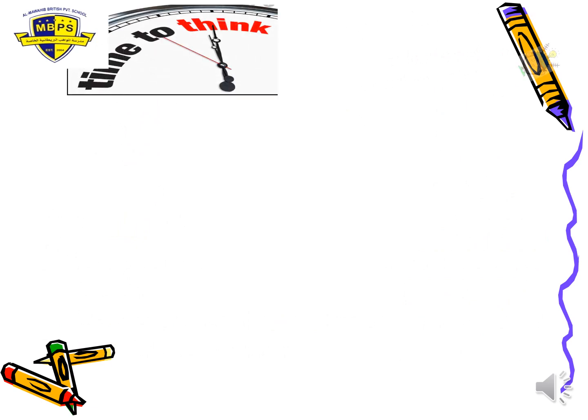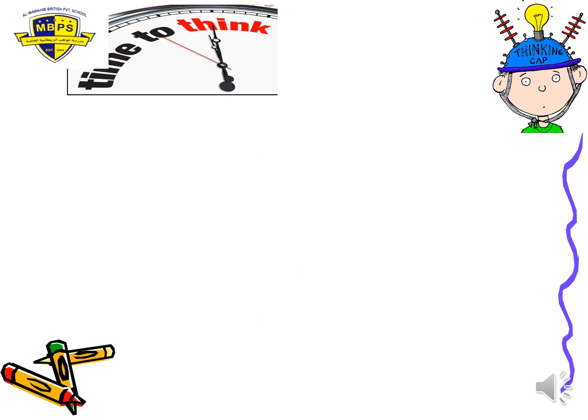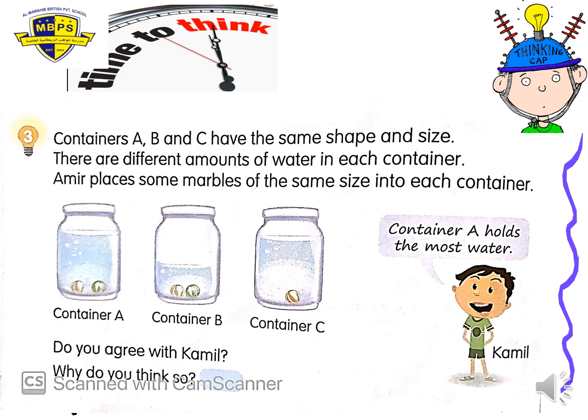Time to think, grade 1. Put your thinking cap and think about the following question. Containers A, B, and C have the same shape and size. There are different amounts of water in each container. Amir places some marbles of the same size into each container. In container A, he places 2 marbles. In container B, he places 2 marbles. And in container C, he places only 1 marble.